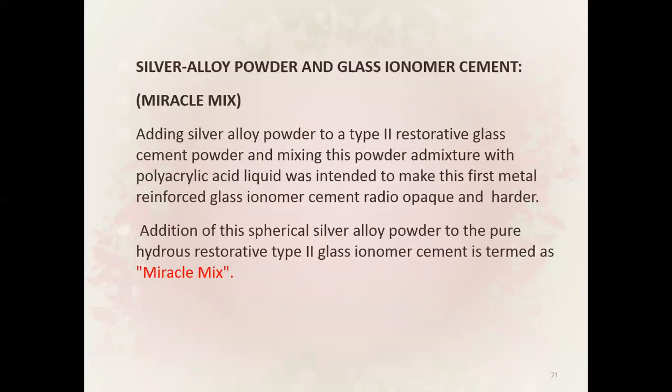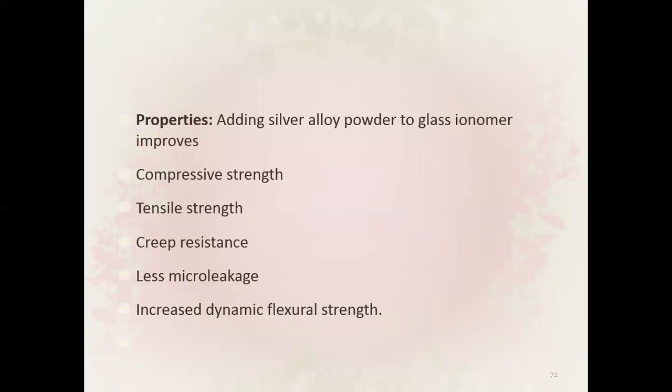Now coming on to the miracle mix, that is silver alloy powder and glass ionomer cement. Adding silver alloy powder to a type 2 restorative glass ionomer cement powder and mixing this powder admixture with polyacrylic acid liquid was intended to make the first metal reinforced glass ionomer cement radio opaque and harder. Addition of spherical silver alloy powder to the pure hydrous restorative type 2 glass ionomer cement is termed miracle mix. Properties: adding silver alloy powder to the glass ionomer improves compressive strength, tensile strength, creep resistance, less microleakage, and increased dynamic flexural strength.